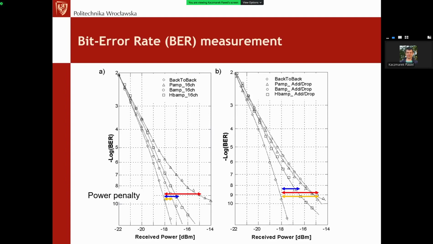So I told you these semiconductor amplifiers are quite sensitive to the power. Their gain dynamic is quite high. So in such a case, the inline amplifier is the best configuration regarding this power penalty. Not booster, not pre-amplifier, but for such a configuration where the number of channels can change dynamically in the system, this one is the best regarding bit error rate and power penalty.